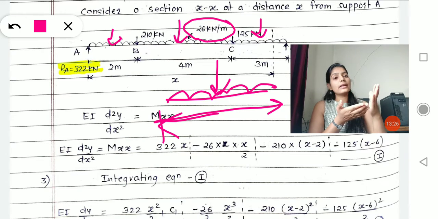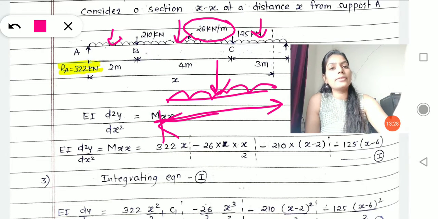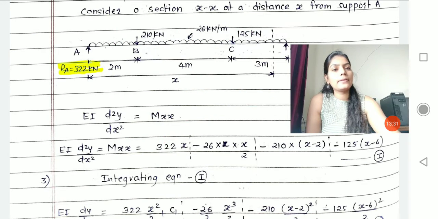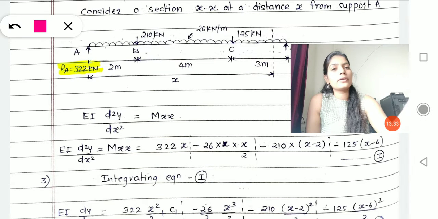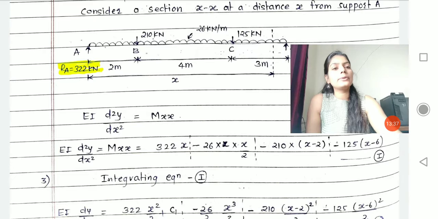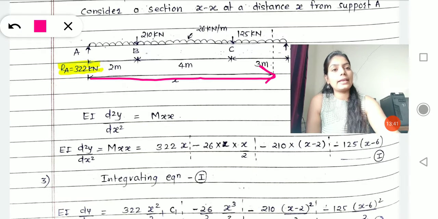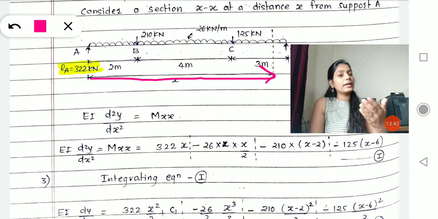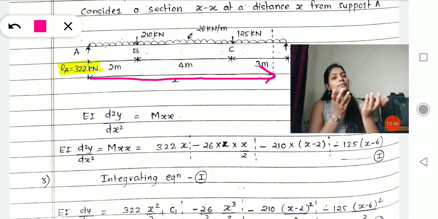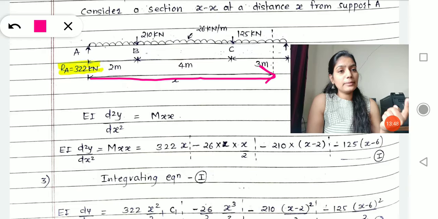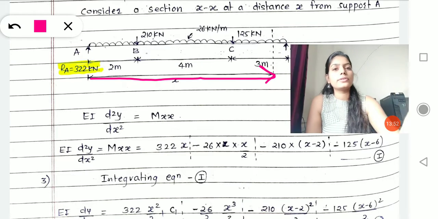Next, now let's take our span. Our total span is up to the section. Our total span is x. So where will I apply it? At the center of it, x by 2. If it is 9 meter, you will apply your concentrated load at 4.5 meter.